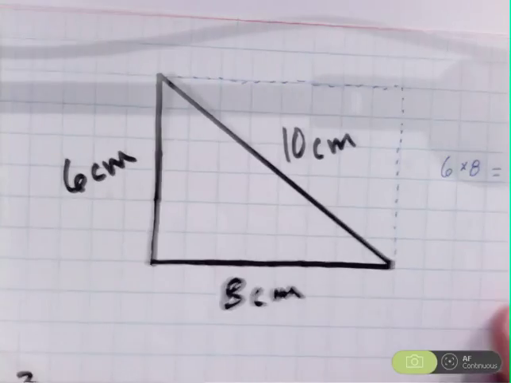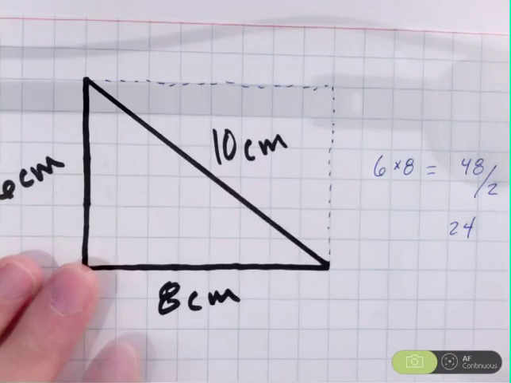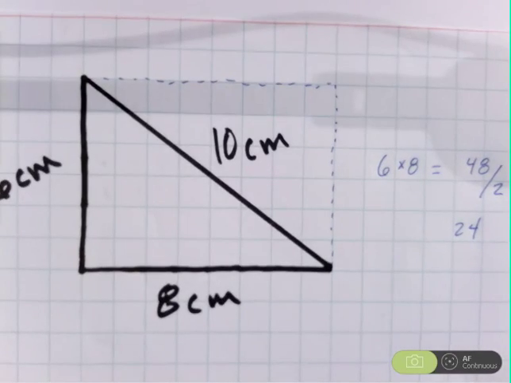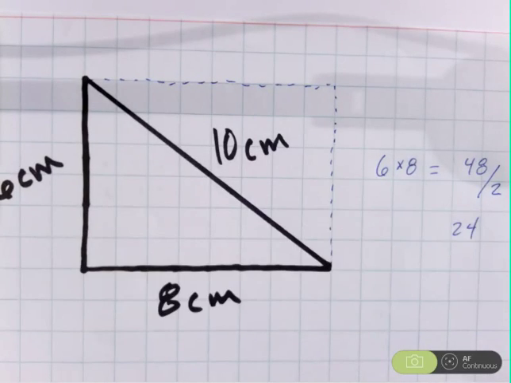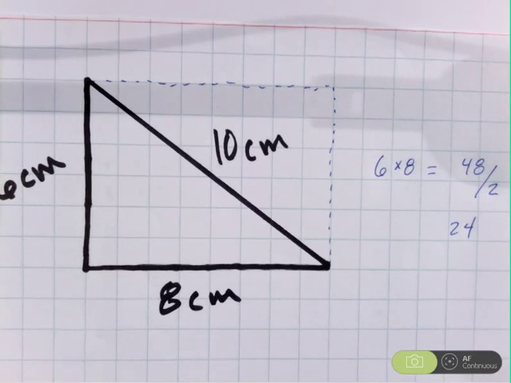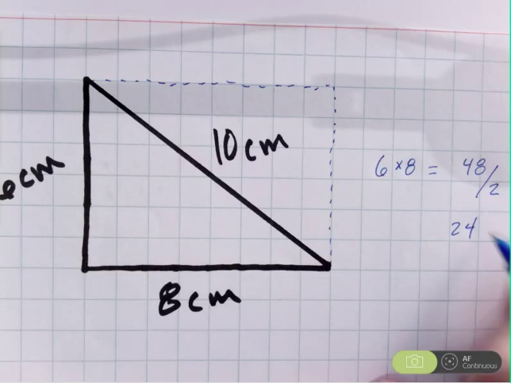Oh, this is off the page. Sorry, didn't realize it. So this is going to be 48 divided by 2, 24. 6 times 8, 48. 48 divided by 2 is 24. So this is going to be 24 square centimeters.